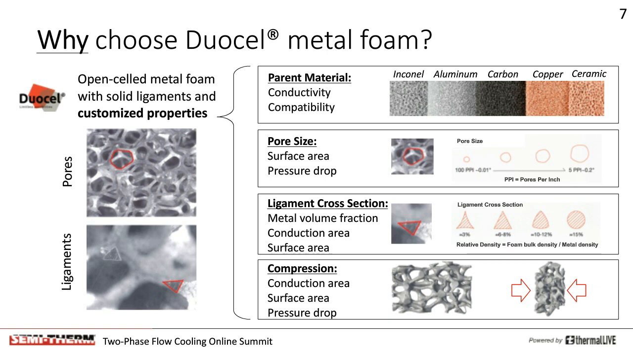Depending on the thermal and chemical compatibility requirements, the appropriate parent material can be selected from options including aluminum, copper, Inconel, and even ceramics. Then, the pore size and ligament cross-section are independently controlled to deliver the desired surface area, pressure drop, and metal volume fraction. Pore size is typically described by the number of pores per inch, or PPI. Meanwhile, as metal volume fraction increases, the ligament cross-section changes from triangular to circular, and that increases both conduction area and surface area in a way that is completely independent from pore size.